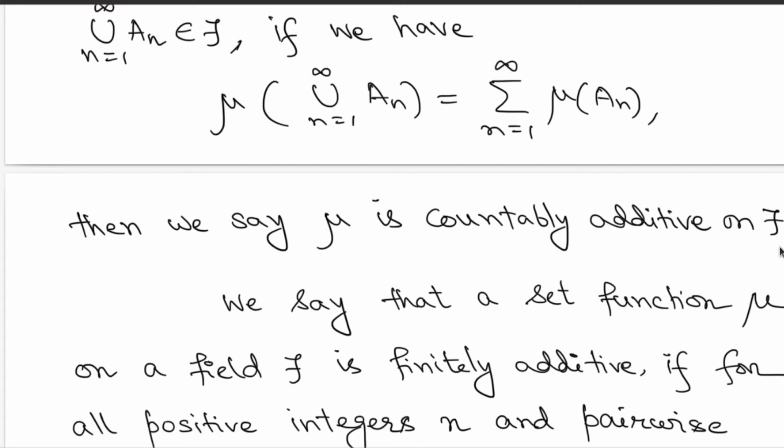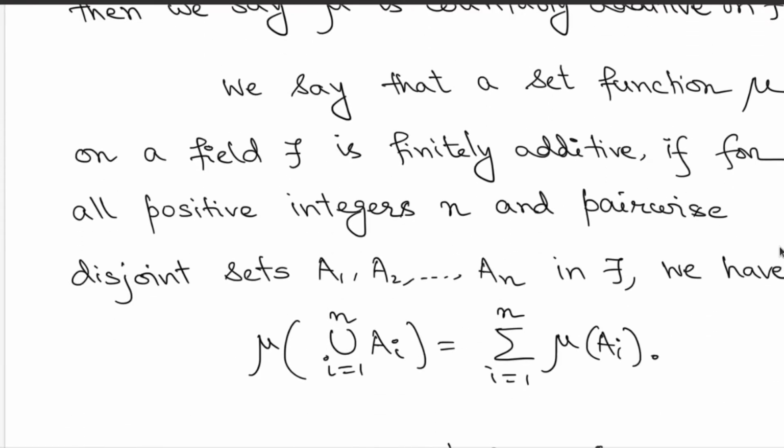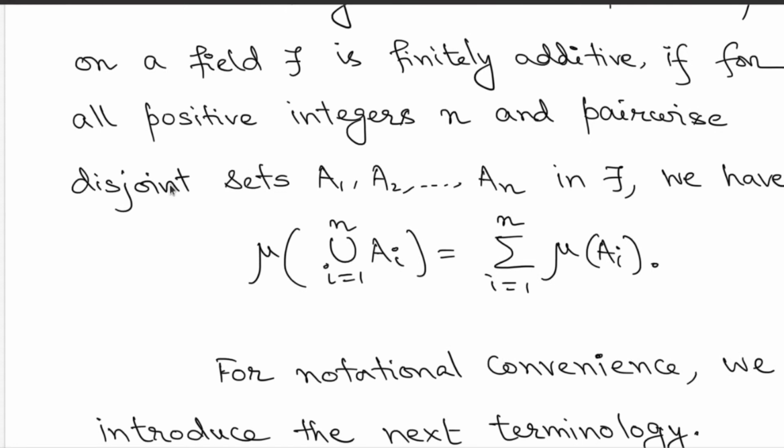Now earlier we made this definition for a general collection. We are just recalling it for our setup, which is a field. Now, in addition to countable additivity, we also have to look at the corresponding notion involving a finite number of operations, which is finite additivity. So we are going to say that a set function mu on a field F is finitely additive if for all positive integers n and pairwise disjoint sets A1, A2, ..., An, you choose that many pairwise disjoint sets from the field.